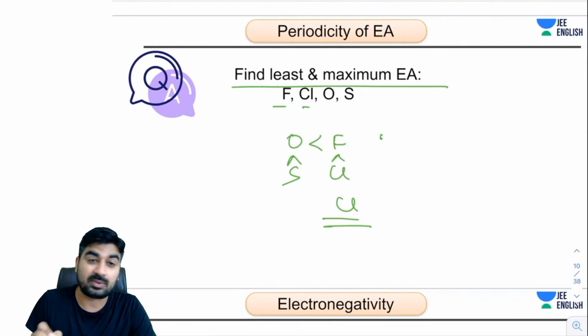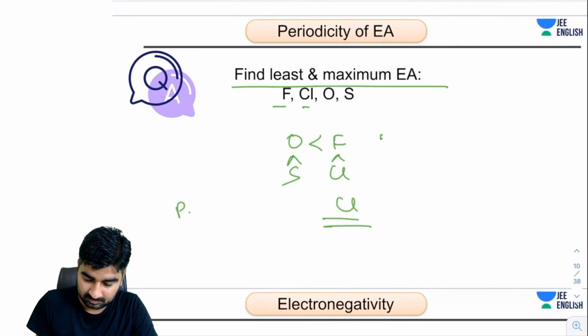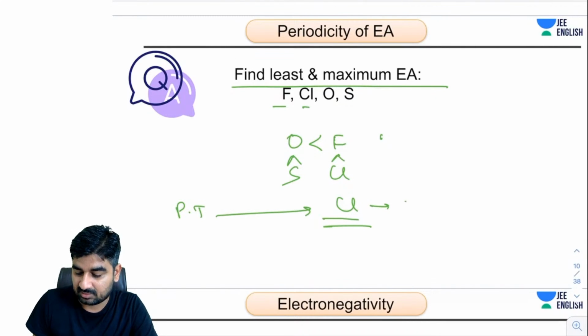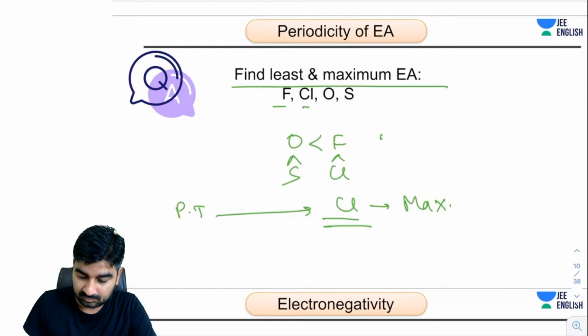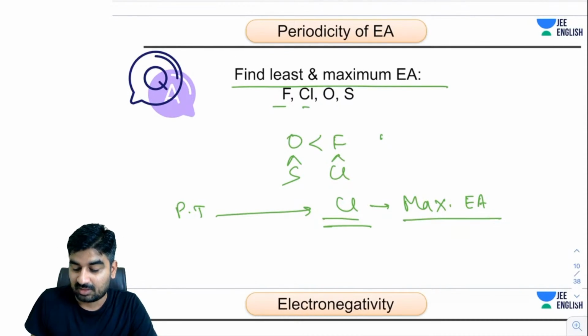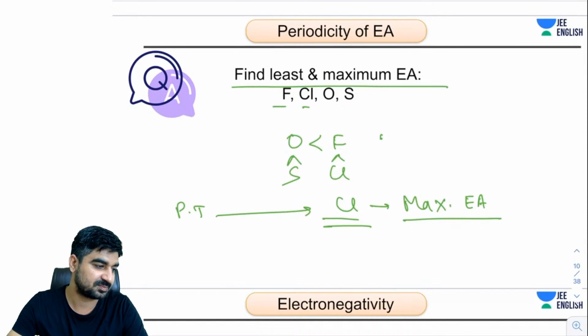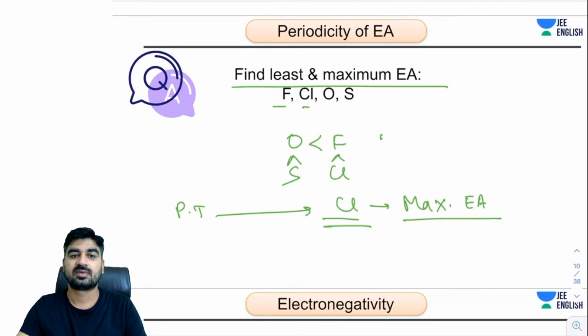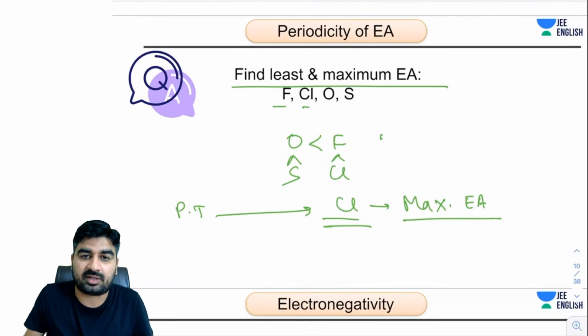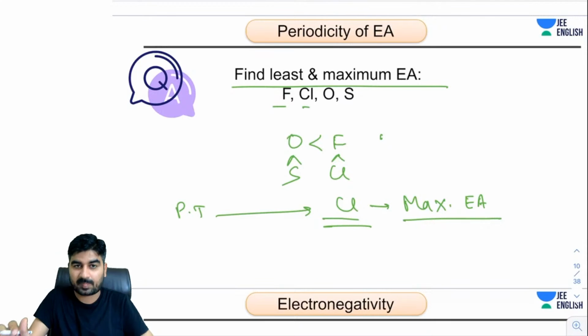So basically in the periodic table, chlorine has maximum electron affinity. Chlorine has maximum electronegativity. Very important point. Note it down. Chlorine has maximum electronegativity. Got it?